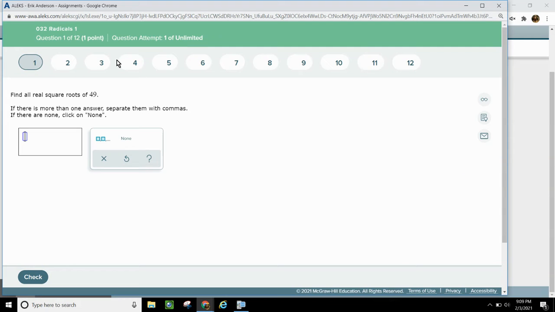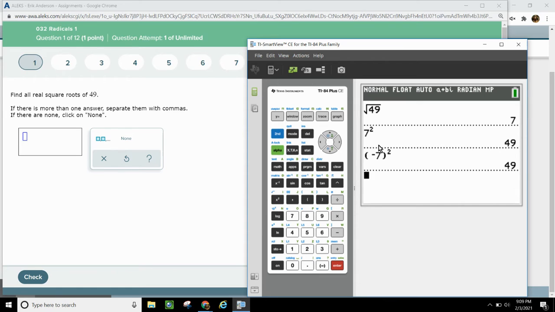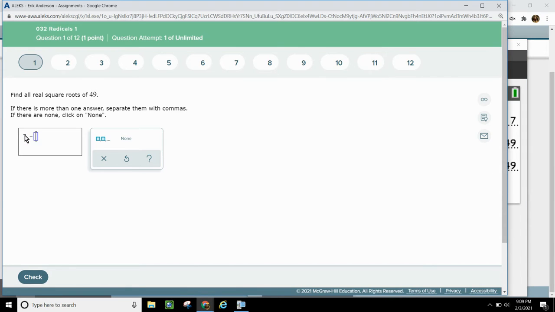ALEKS 32, radicals 1. Find all real square roots of 49. If there is more than one answer, separate them with commas. So the square root of 49, if we do on our calculator, only gives us 7. But if we do 7 squared, we get 49. Or if we do negative 7 squared, we also get 49. So there's actually 2 square roots of 49, 7 and negative 7.